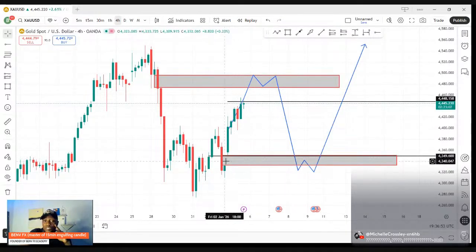Because whenever you see this kind of gap in the market, maybe you come from the weekend and you see a gap in the market, it must come down and fill the gap before it will go in any direction. You understand? If you don't know this before, just know this now today.